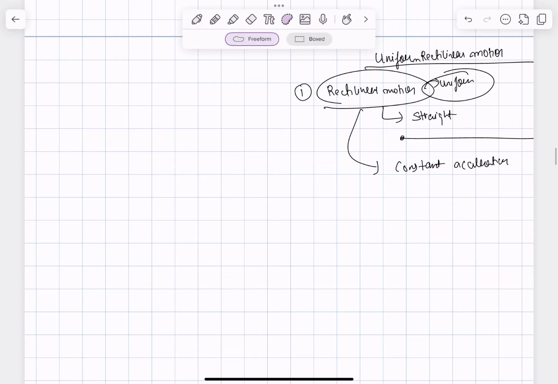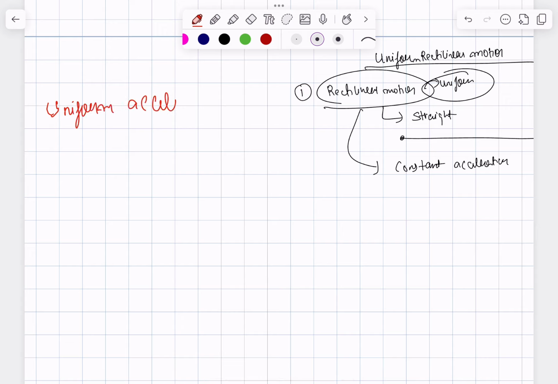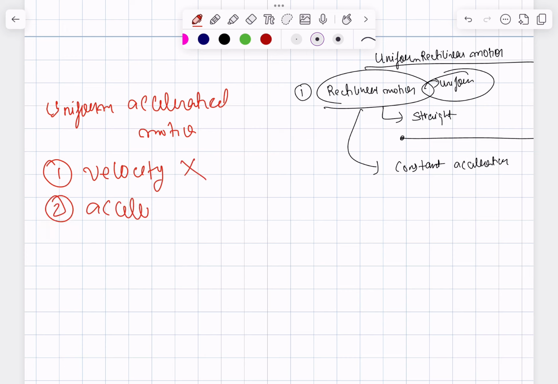Now we will be talking about uniform accelerated motion. In this motion, one thing to know is that the velocity will not be constant. The second thing is that the acceleration is constant. That is the reason I told you to use the word zero for the previous case, because it's better for understanding.